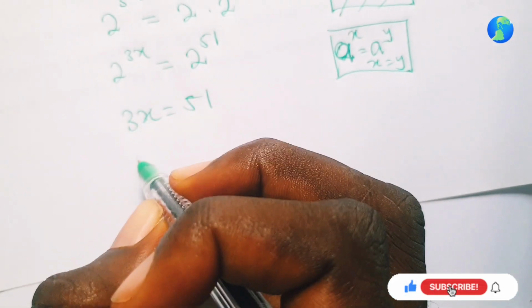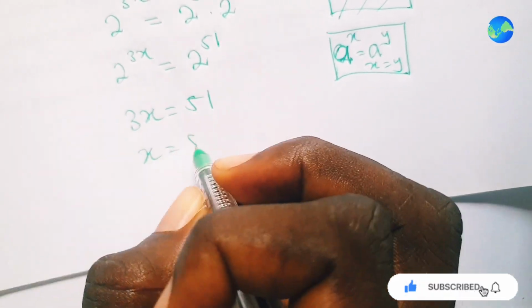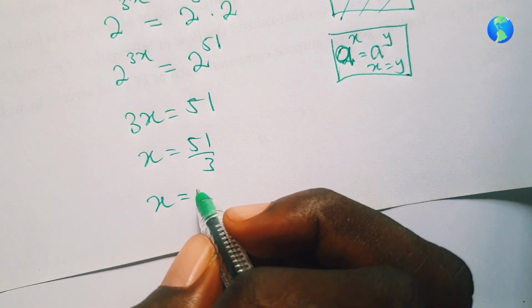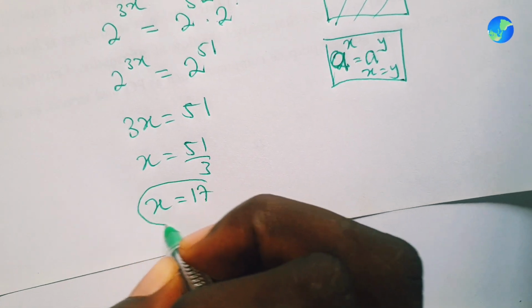So that we divide both sides by 3. So that I'm going to have x is equals to 51 over 3. And clearly x is going to be 51 divided by 3, which is 17. And that is the answer.